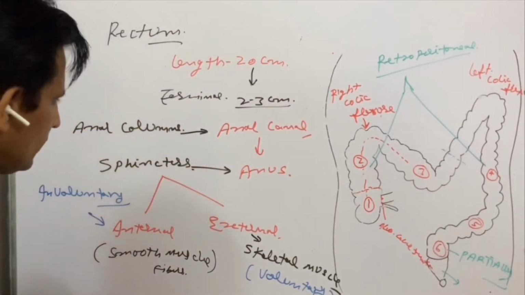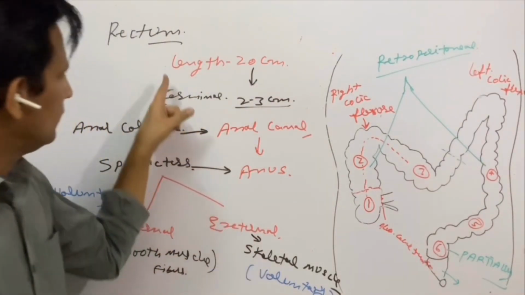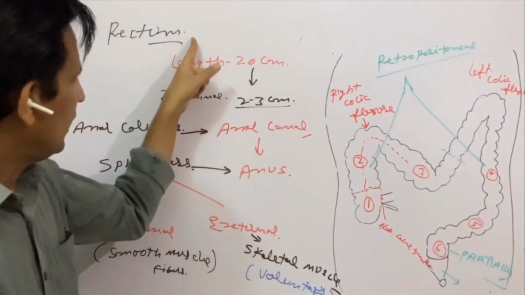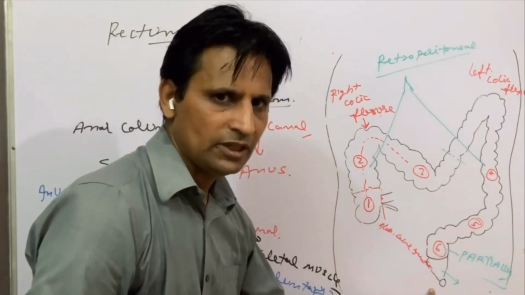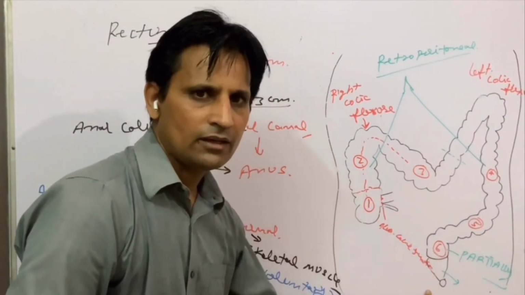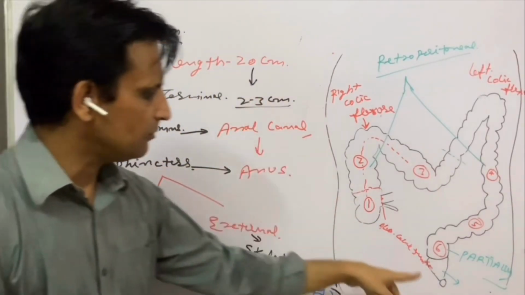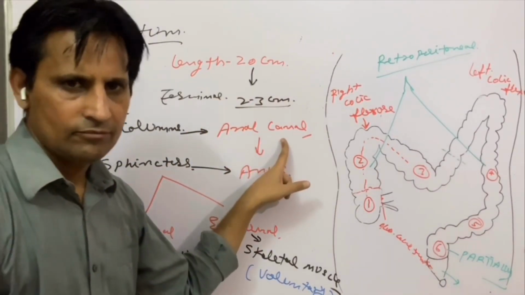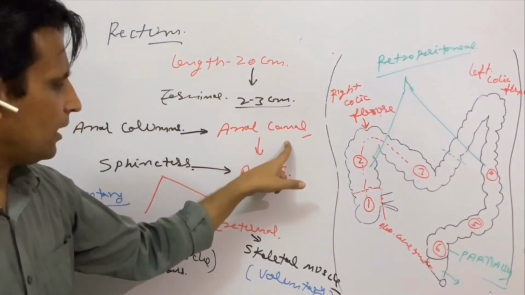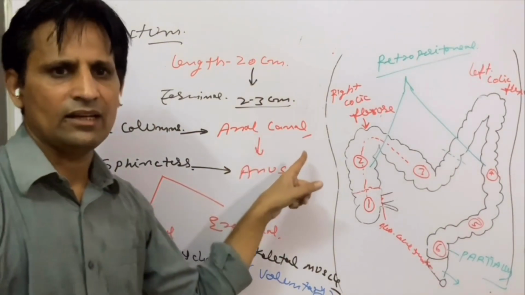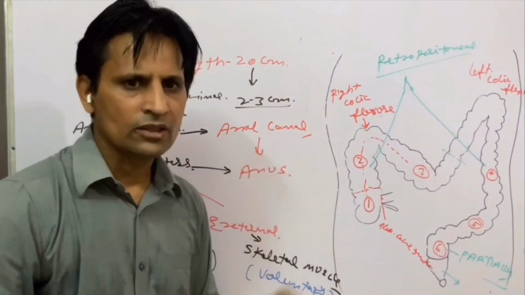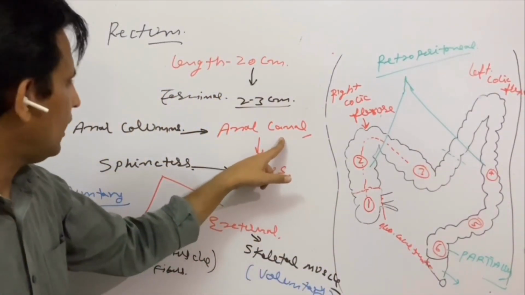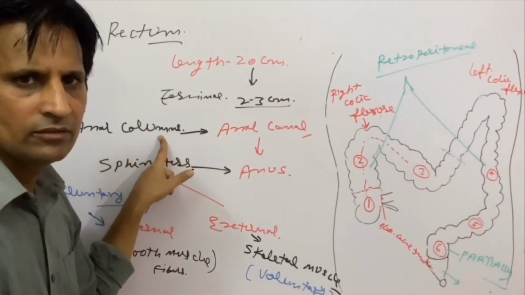Let's take a look again. The rectum is the last part of the large intestine, having a length of around 20 centimeter, and in this 20 centimeter, the last 2 to 3 centimeter terminal portion is known as the anal canal. The mucosa of this anal canal contains longitudinal folds, known as the anal columns.